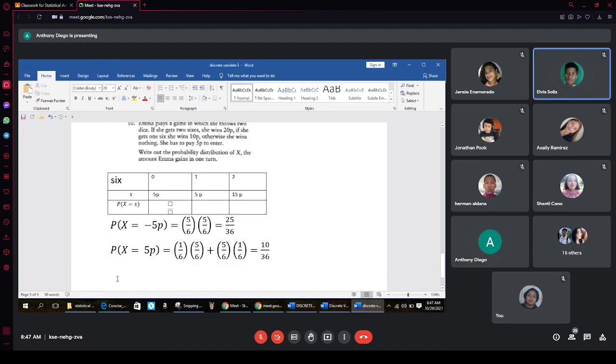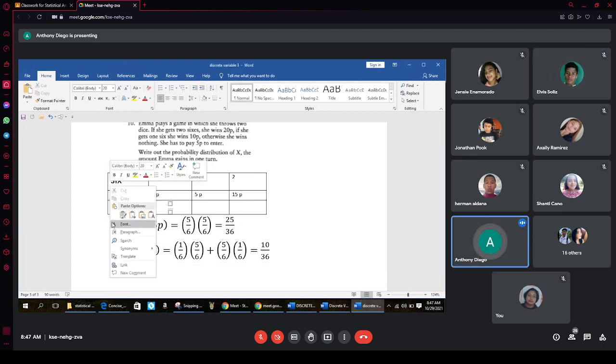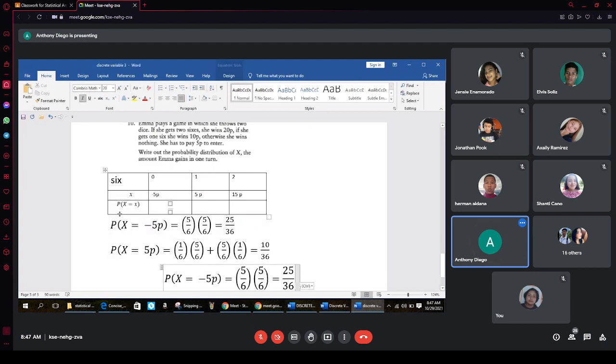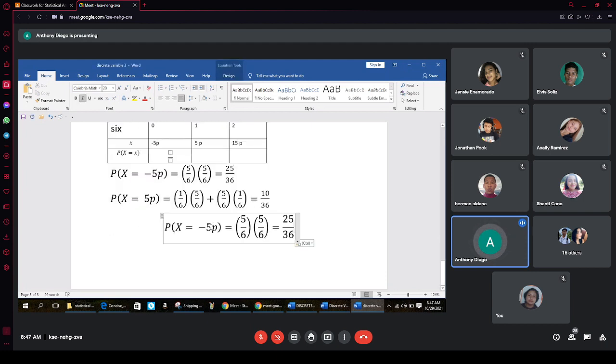Now, the probability of getting 15 pence, which means you must get 2 sixes on either die. So the probability of getting a 6 should be 1/6. The probability of getting a 6 on the other die should be 1/6.